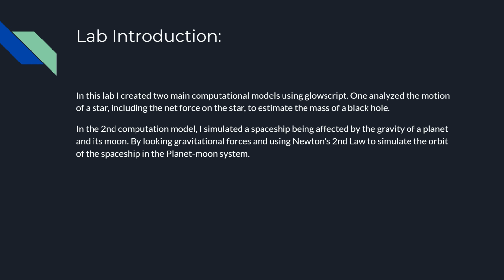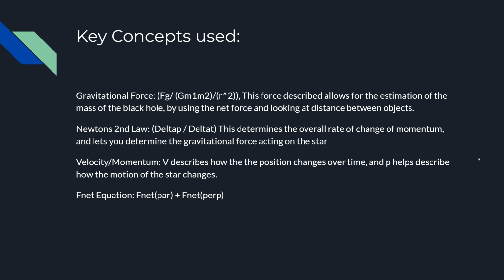As an introduction, in this lab, I created two main computational models in GlowScript. One analyzed the motion of a star, including the net force on the star overall, to estimate the mass of the black hole that's affecting the star. In the second computational model, I simulated a spaceship being affected by the gravity of a planet and the planet's moon. By looking at all the gravitational forces and using Newton's second law, I simulated the orbit of the spaceship in the planet-moon system.